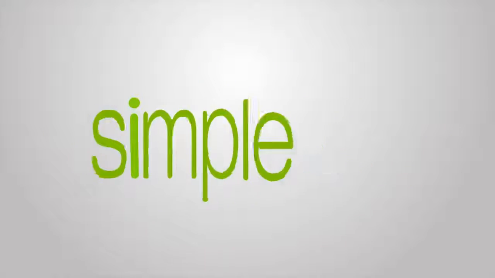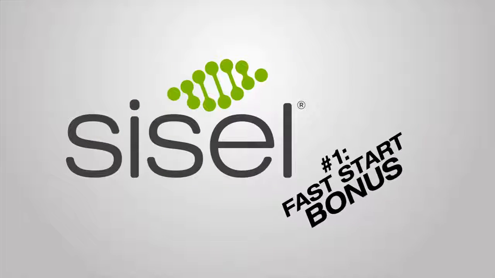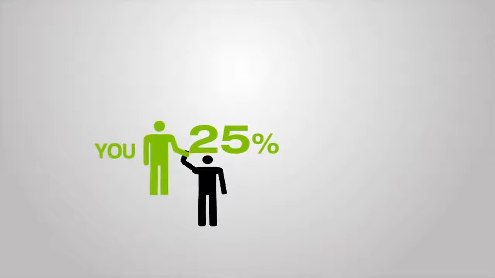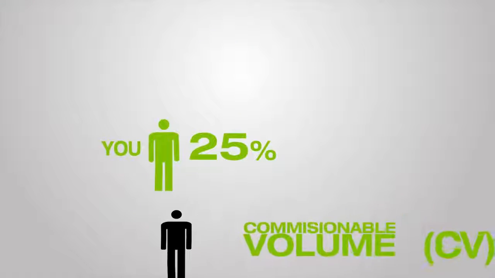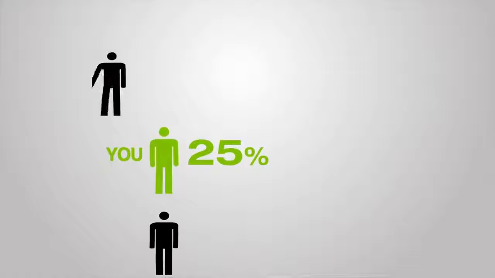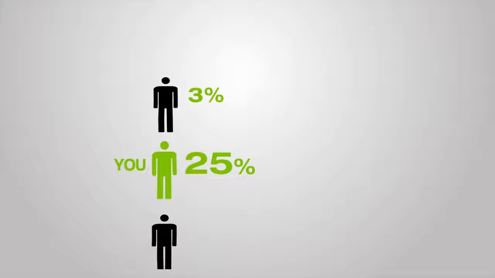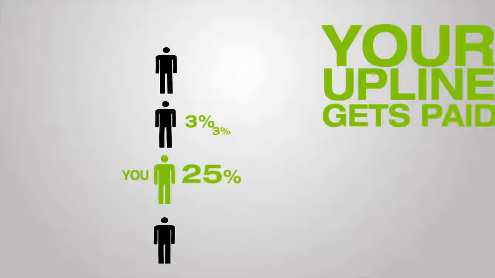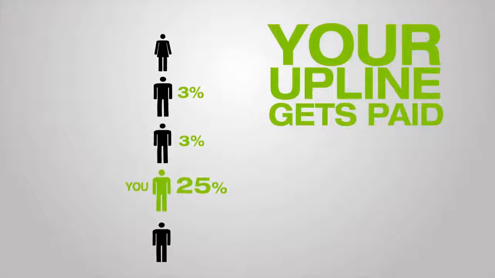Profit center number one, the fast start bonus. When you enroll someone new, they begin to order product. With each transaction in their first 30 days, you get 25% of their commissionable volume, or CV, the same day. What's more, with each of these transactions, your upline gets 3% each, up to 7 levels, depending on their rank.